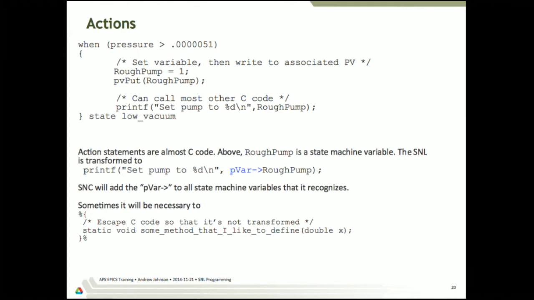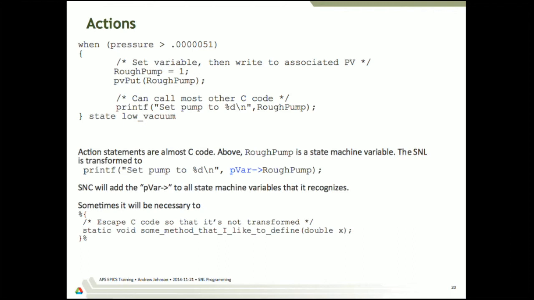The action statements, as we said earlier, are just regular C. So this is where you can put printfs, and those are actually a fairly useful way of debugging these things. You can set variables. So my rough pump variable, if you remember from earlier on, I assigned to some channel access channel name. If I set the value of rough pump here, that doesn't cause it to do a channel access put, but the PV put rough pump does. That basically says, okay, I've just updated the rough pump value, now send it out to channel access.